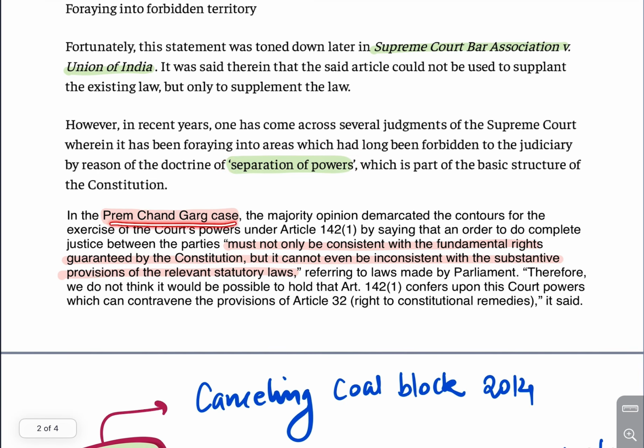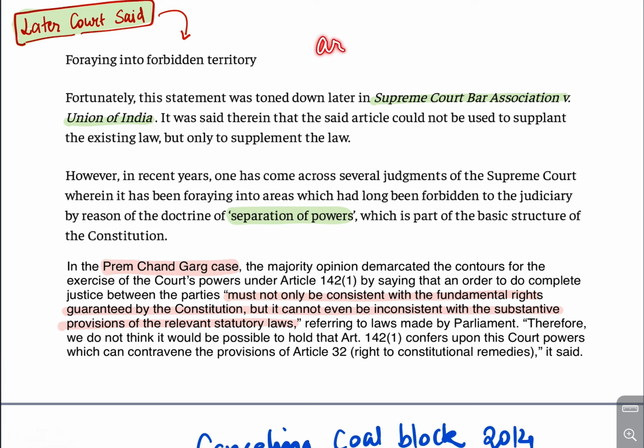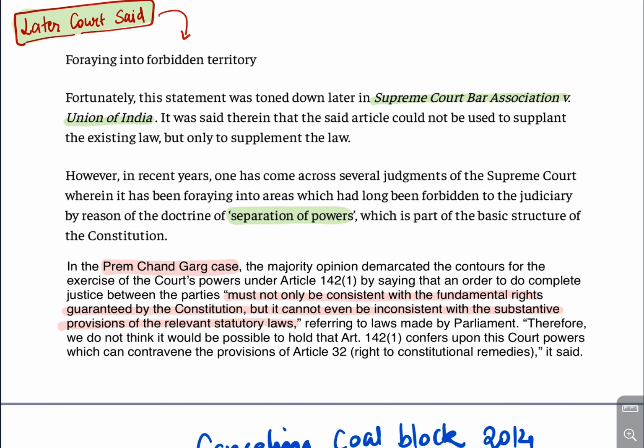Again, in the Prem Chand Garg case, the Supreme Court said that the order must be consistent with the fundamental rights and with the substantive provisions of existing laws. So the Supreme Court said twice that Article 142 cannot be used to override, but only reasonably to supplement the existing law made by Parliament and constitutional provisions. So it's not an absolute power, but has reasonable restrictions, right?